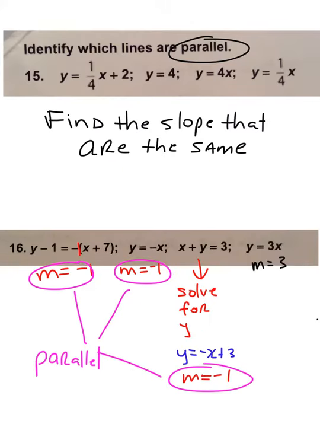On number 15 and 16, we went over these in class. You basically have to find the slope of each single one and find the 2 that are parallel. Same thing on number 16. However, there were 3 of them that happened to be parallel. This one I had to solve for y in order to find the slope.